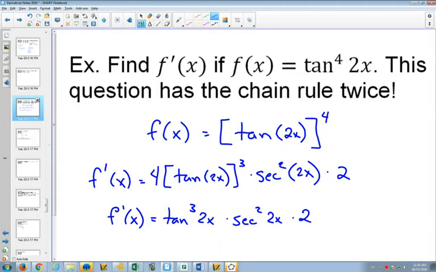And your textbook would probably have the 2 out in front. Oh, and there's a 4 out in front. Thank you. So the textbook would have the 2 and the 4 multiplied together to get 8 in front, but that's not hard to do.